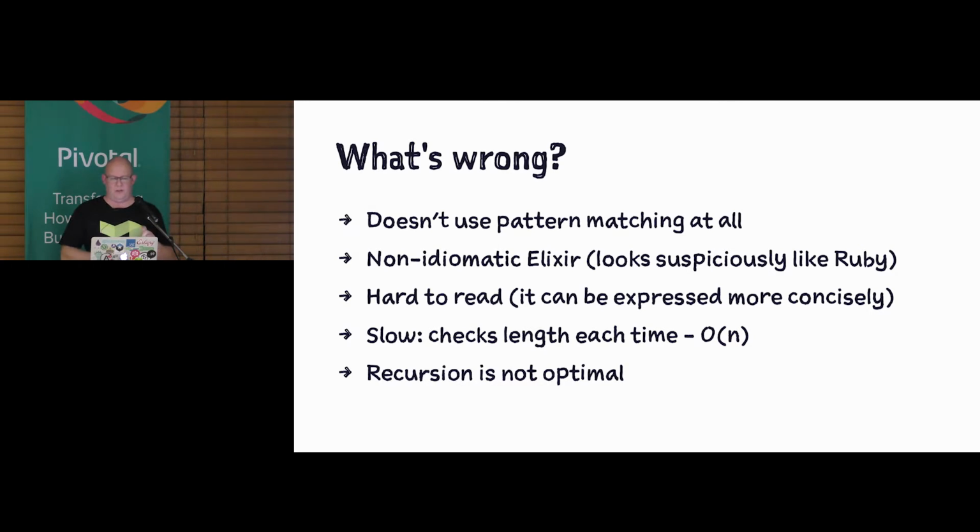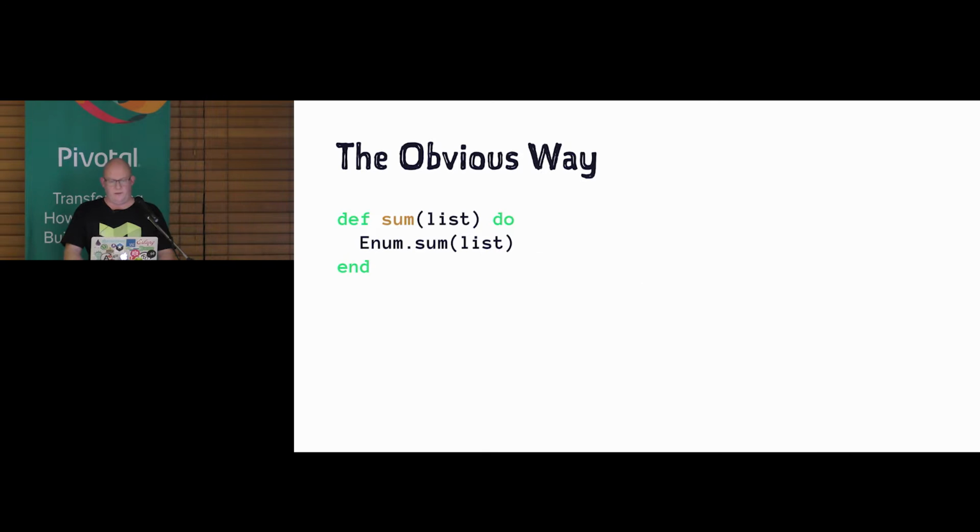So what's wrong? Yeah, it doesn't use pattern matching. So we could have got rid of the if with pattern matching. It's not really idiomatic. It looks suspiciously like Ruby. It's a bit hard to read, just because it isn't idiomatic. The length check runs across the entire list of n items every time, and we're running that n times, so it's n squared. That's bad. And the recursion isn't optimal because we can use up the RAM, so we'll figure out how to fix that.